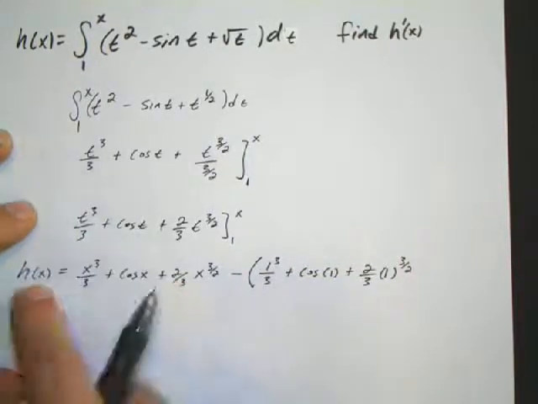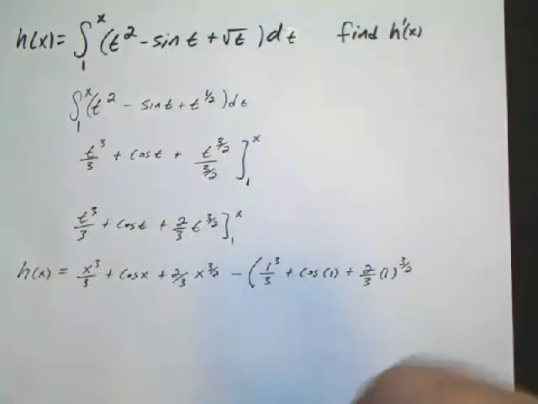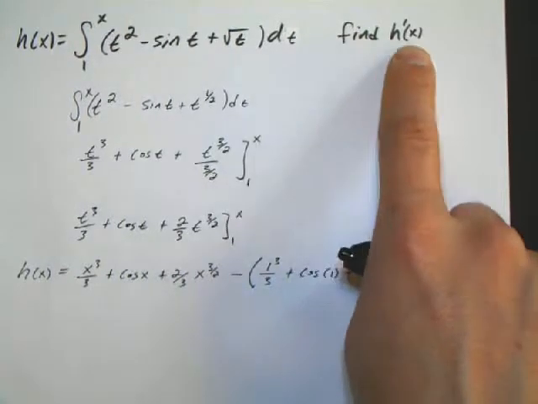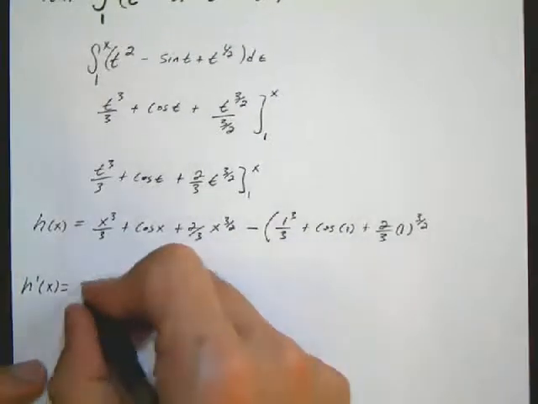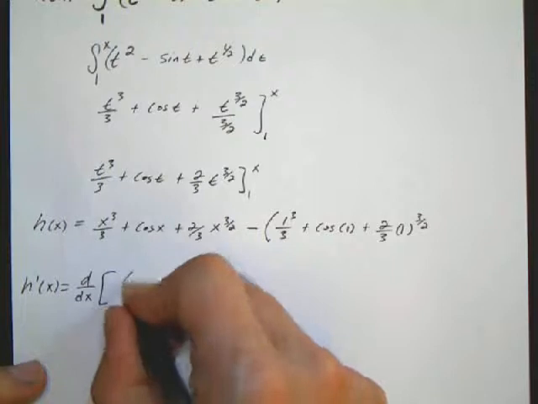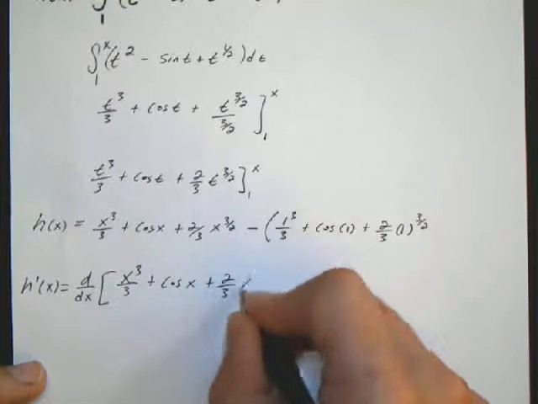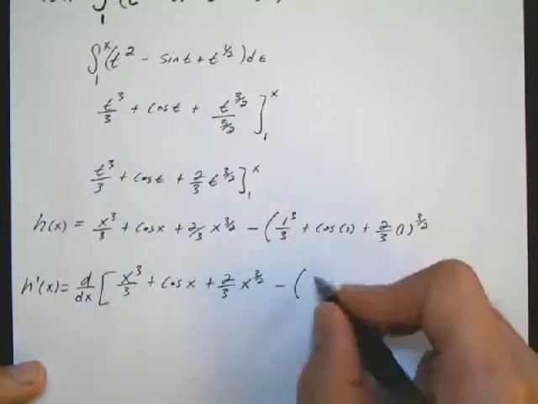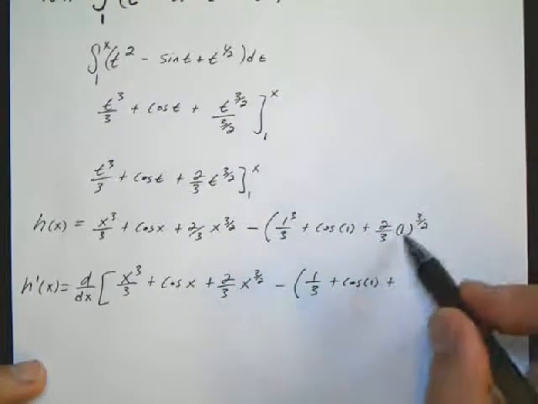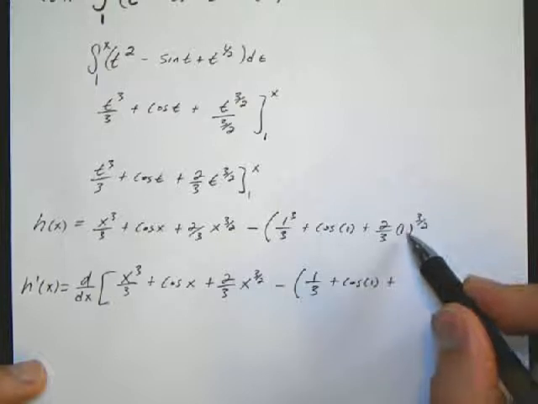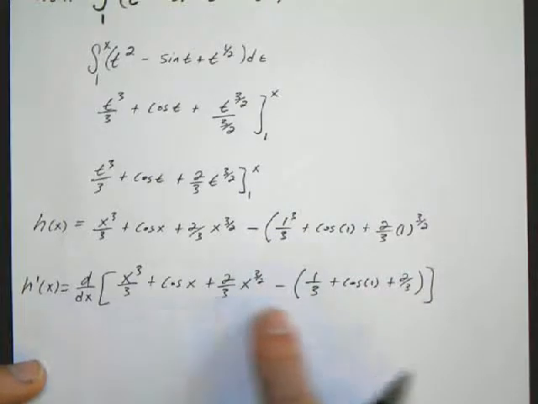So this really is what h of x equals if I were to take the antiderivative and then plug in my upper limit and my lower limit. But I wanted to find the derivative of this. So now I want to find h prime of x. So if I find the derivative of this big old expression, x to the 3rd over 3 plus cosine of x plus 2 over 3 x to the 3 over 2 minus 1/3 plus cosine of 1 plus, well, 1 to the any power remains 1, so 1 times 2 over 3 is just going to be 2 over 3. And I want to find the derivative of all of this.